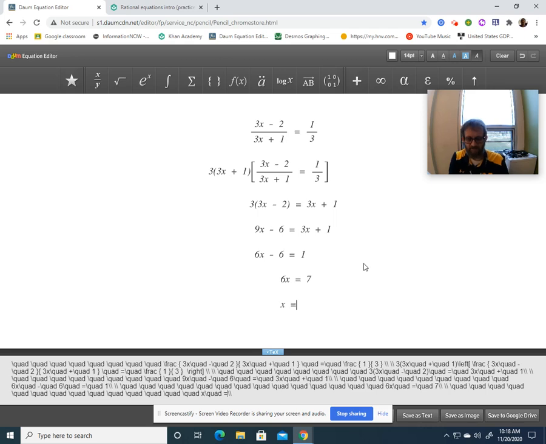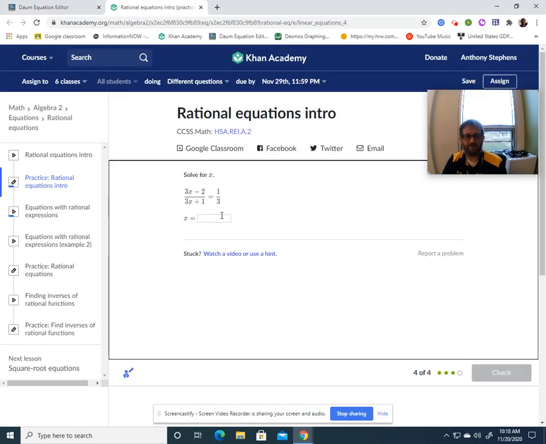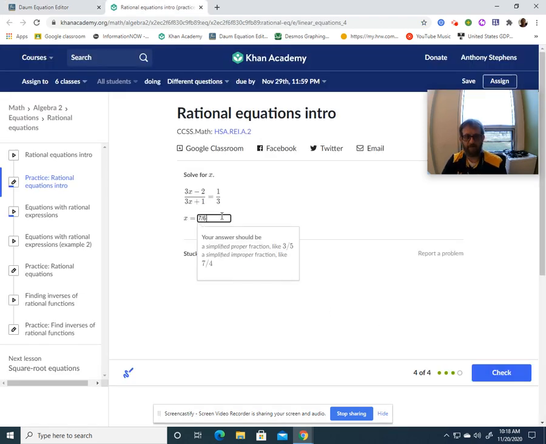And for what seems like the 40th time, I'm not going to type it in a calculator. I'm not going to try to get some decimal that I have to estimate. I'm going to leave it as the fraction 7/6. So let's see. Hey, I was 4 for 4.